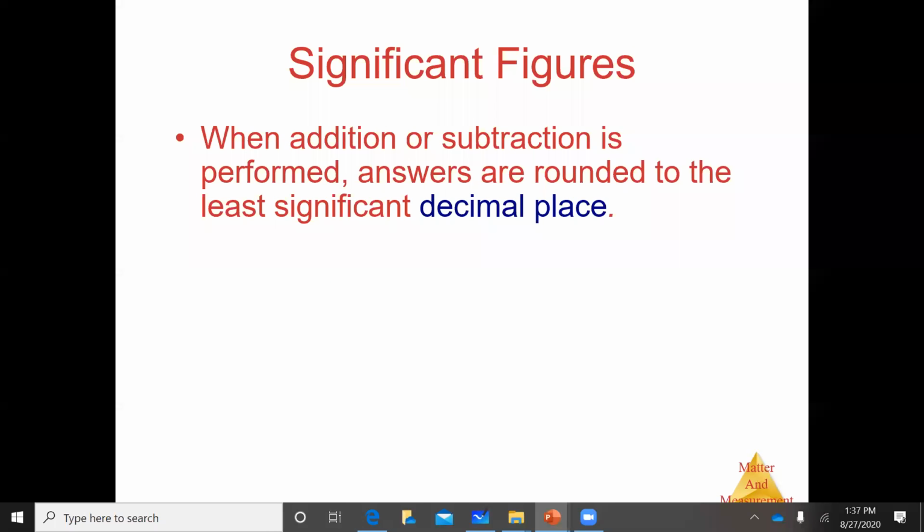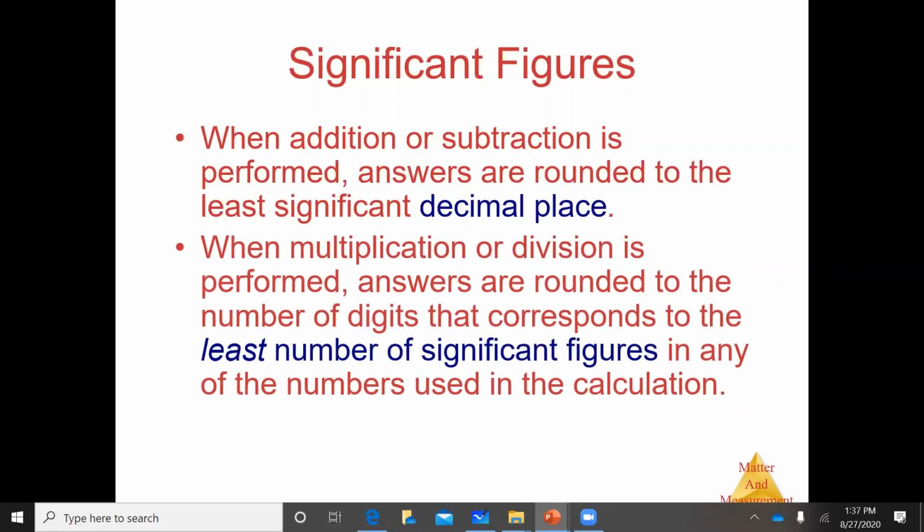So when we're running calculations, and really for this class, we tend to just do mostly addition, subtraction, multiplication, division. Every now and then we do some exponent and log stuff. But for addition and subtraction, answers will always be rounded to the least significant decimal place. So whichever of your 2 starting numbers has the lowest number of decimal places, that's how many decimal places you have to honor for your final answer.